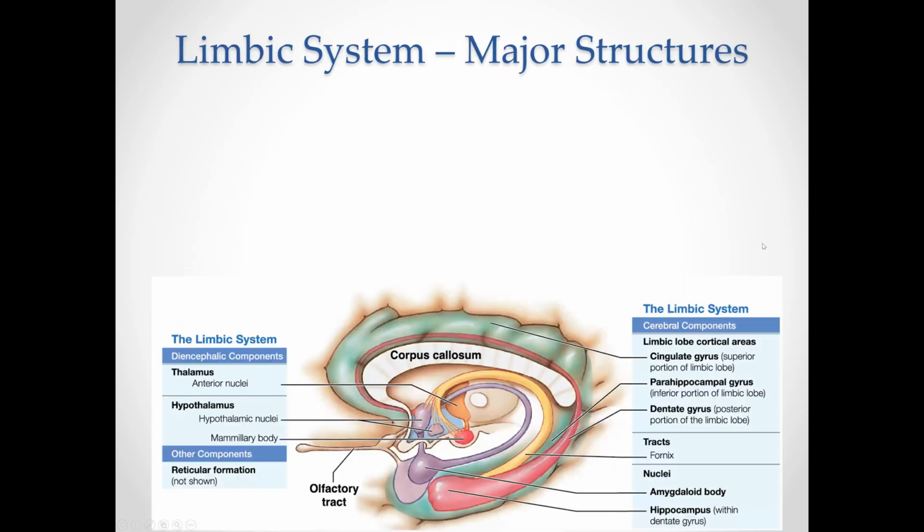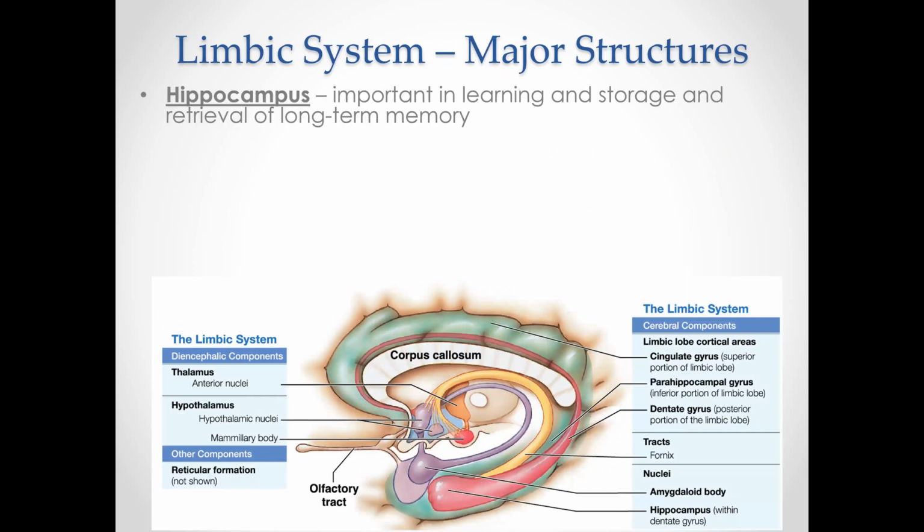So the major structures to know from the limbic system are the hippocampus, which is shown in this dark pink color down here. It wraps around on both the left and right sides of the brain. The hippocampus plays an important role in learning, and this is also the structure that's responsible for storage and retrieval of your long-term memories.